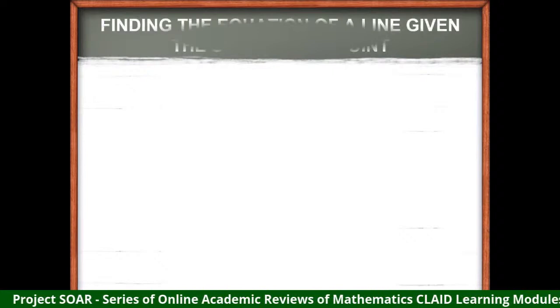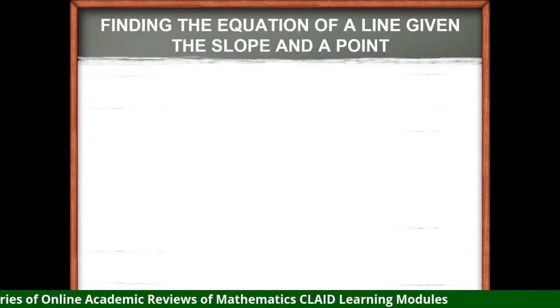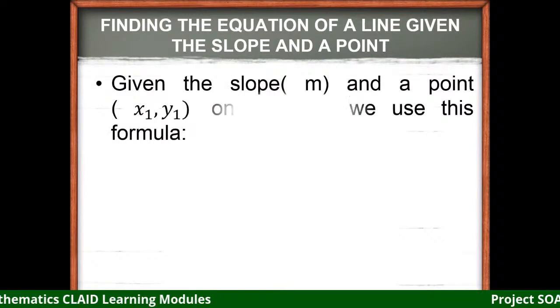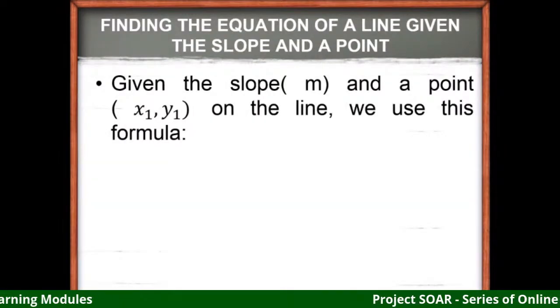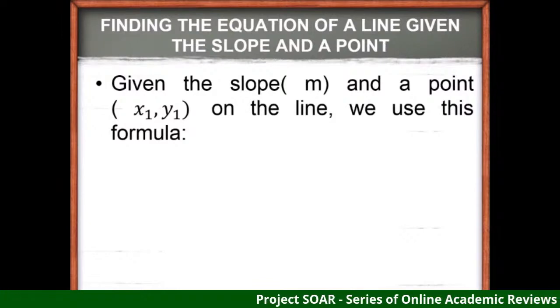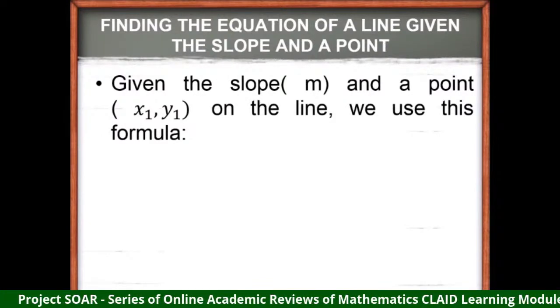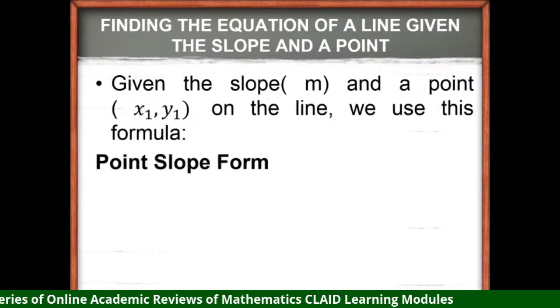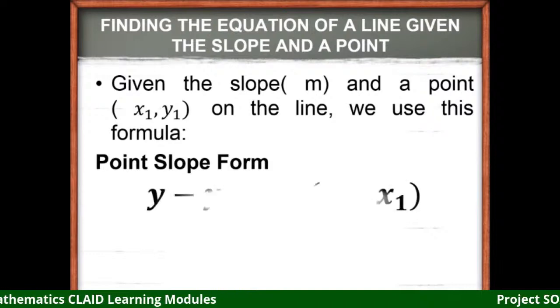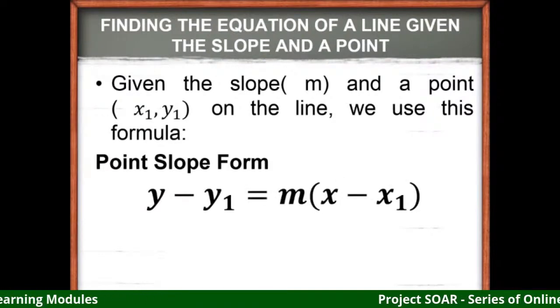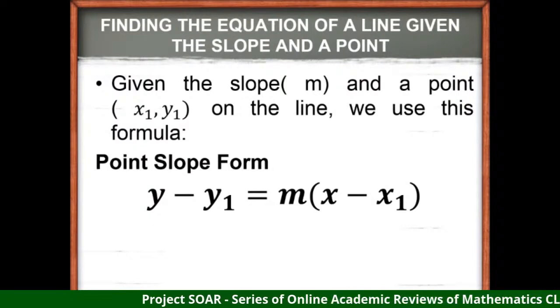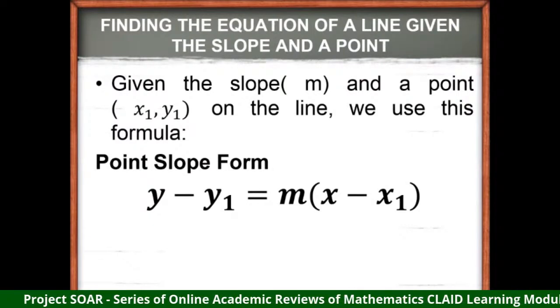We will start with finding the equation of a line given the slope and the point. Given the slope denoted by m, and the point x sub 1, y sub 1 on the line, we use this formula. And this formula is called the point slope form, which is represented by y minus y sub 1 equals m quantity x minus x sub 1.